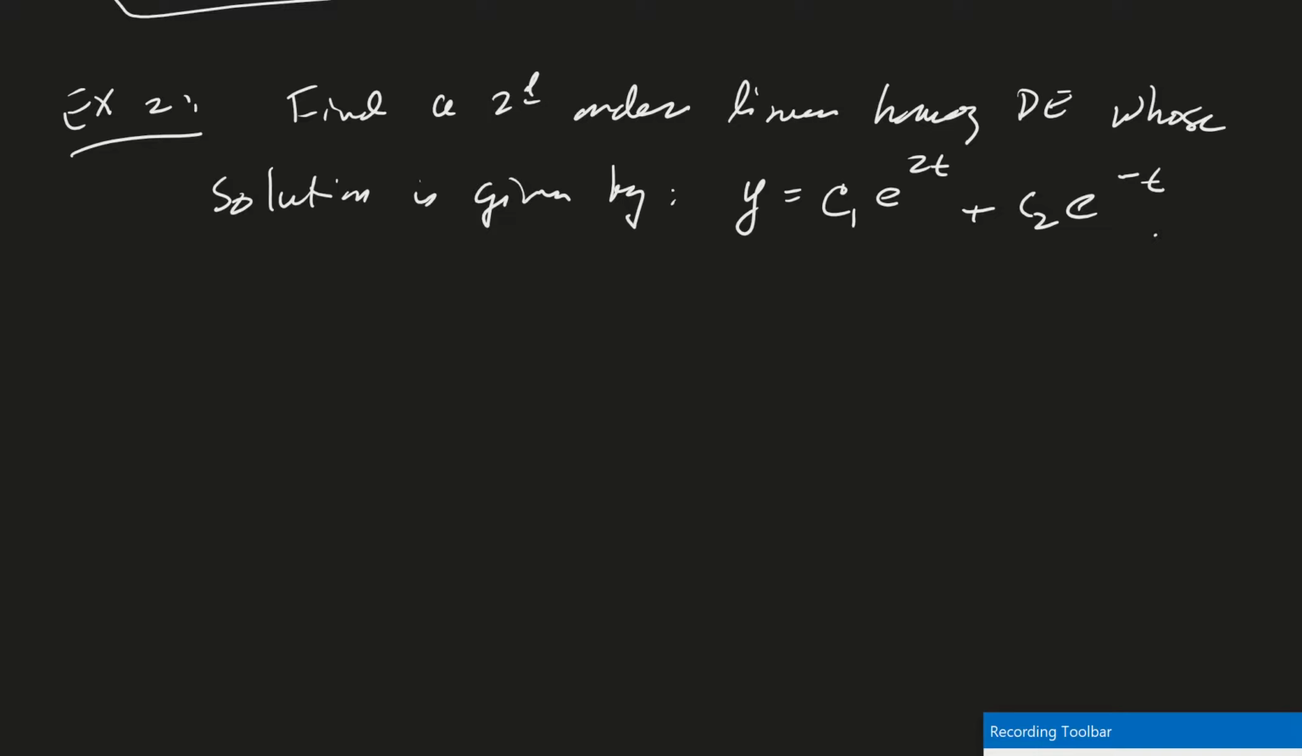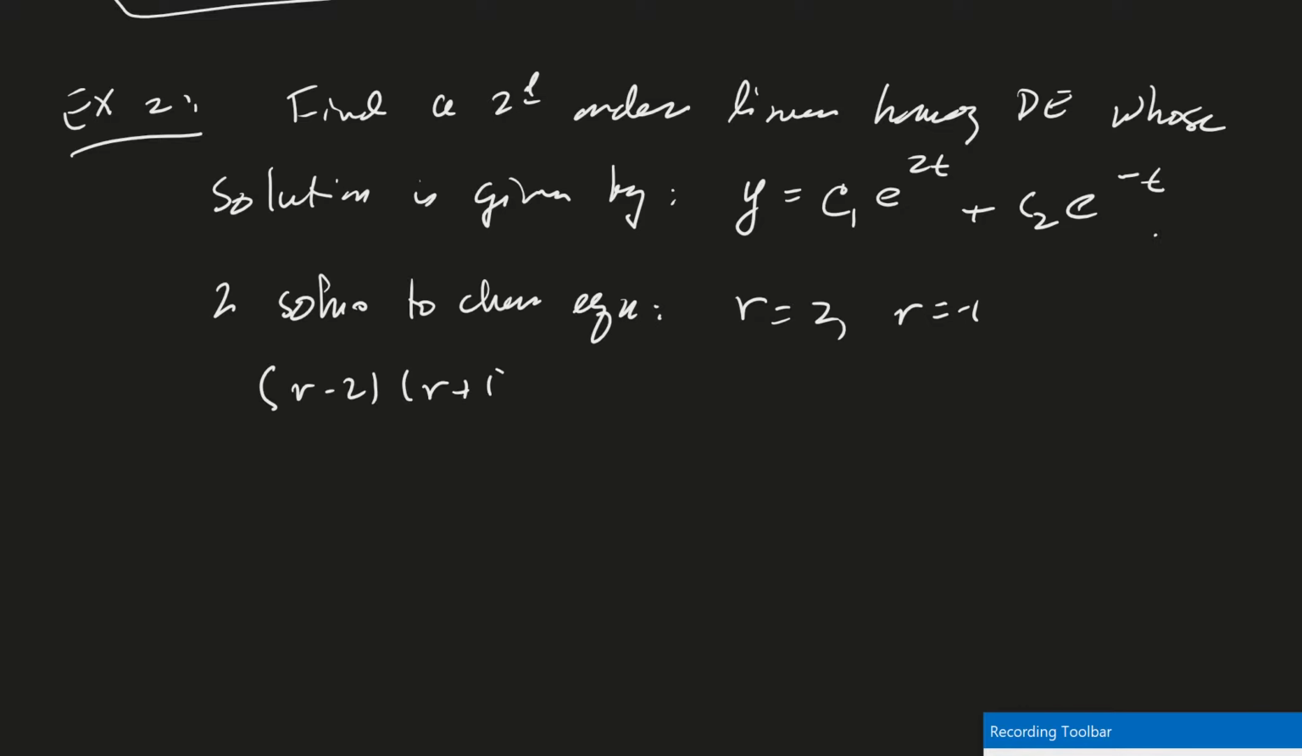Well, hopefully you see that we're working backwards from where we were last time. I almost said yesterday. The two solutions to the characteristic equation are r equals 2 and r equals minus 1. So therefore, can you figure out what the polynomial is? It's going to be r minus 2 times r plus 1. That will be the characteristic equation, right?